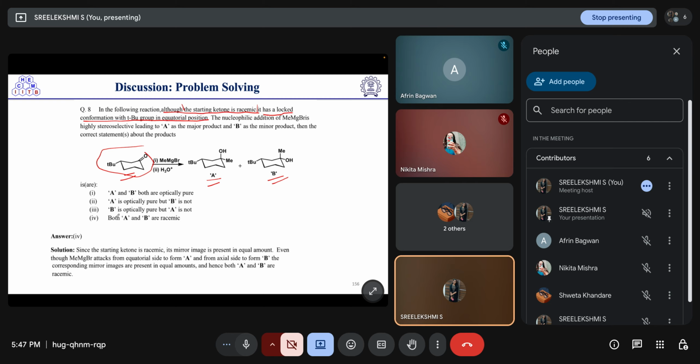Is it clear now? If you find any concept which I told now confusing, you can ask. So here the answer is already in the question. The starting ketone is racemic. So whenever the starting material is racemic, unless an extra chiral source is used in the reagent, the product will also be racemic.